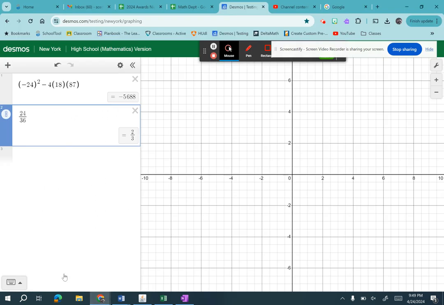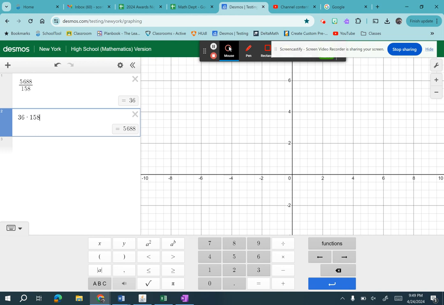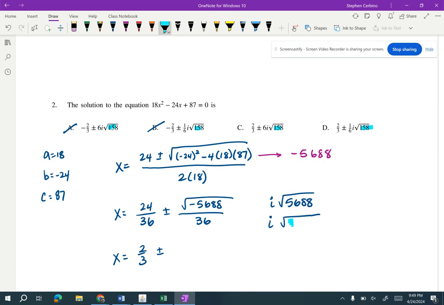So if I take 5,688 and divide it by 158, that weird number that was in there, notice the other factor is 36. So now we know that 36 times 158 gives us that number we're looking for, and 36 is a perfect square. So I can use that in my problem. I have 36, which is a perfect square, times 158. Well, that simplifies because the square root of 36 is actually 6. So we have 6i square root of 158.